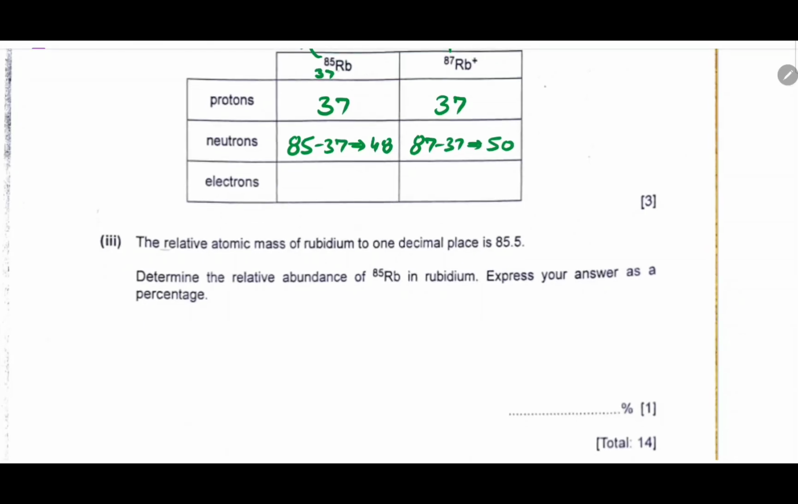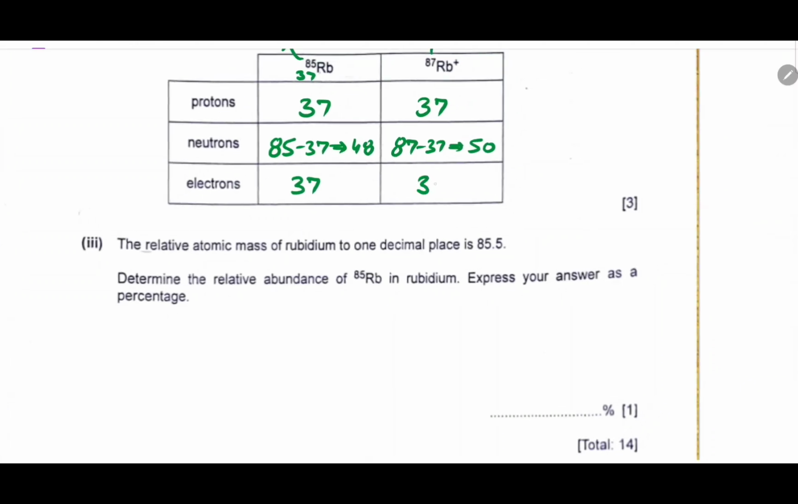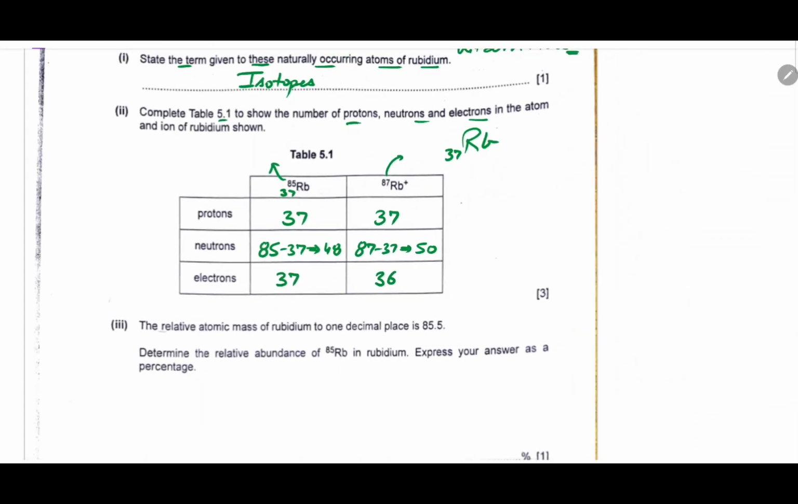What about electrons? Since it is a neutral atom, the number of electrons would be equal to the number of protons. But it is a positively charged ion, therefore it has lost 1 electron. Hence, the number of protons will be more, electrons will be less, that is 36. That should be the answer for this complete table.